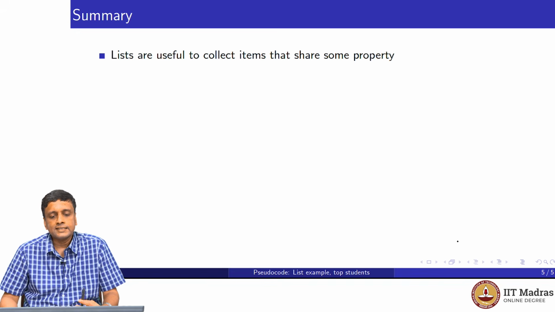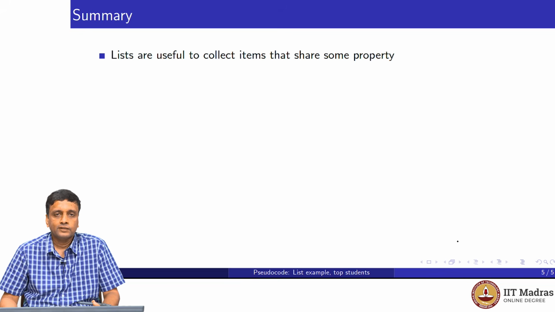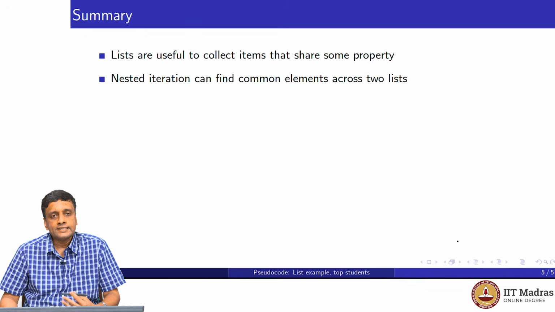So this example illustrates that we can use lists to collect items that share some property. In the first lecture, we looked at people who were born in a month or who came from a particular place. Here we are looking at people who have scored above a certain mark in a subject. And then nested iteration repeatedly comes up as a useful way, using this for each operator, to examine pairs of elements across 2 lists to identify those which are same or those which are different.